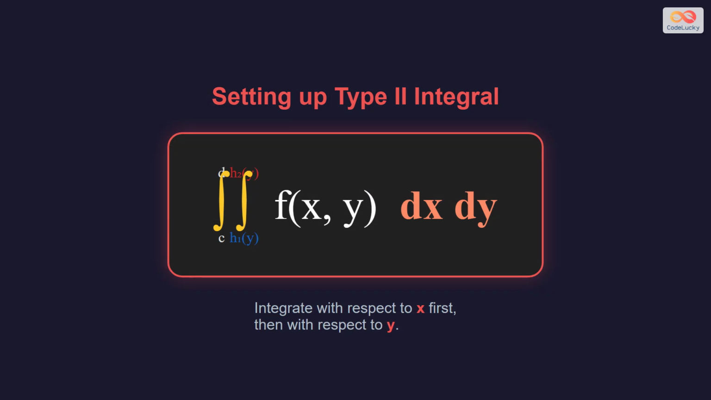The formula for a type 2 region reflects this horizontal orientation. The differentials are now dx, then dy. The inner integral limits are functions of y, representing the left and right boundaries. The outer integral handles the constant range for y, from c to d. This order is essential for solving the problem correctly.